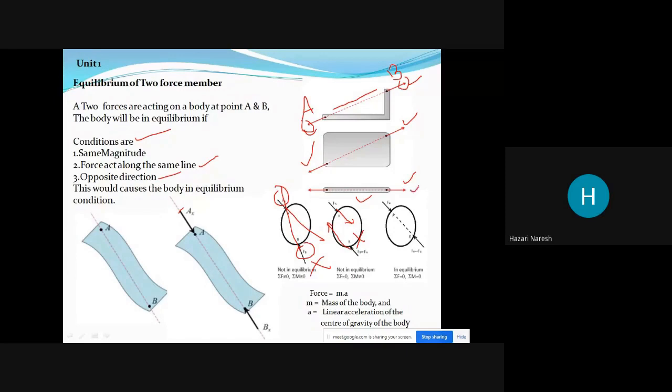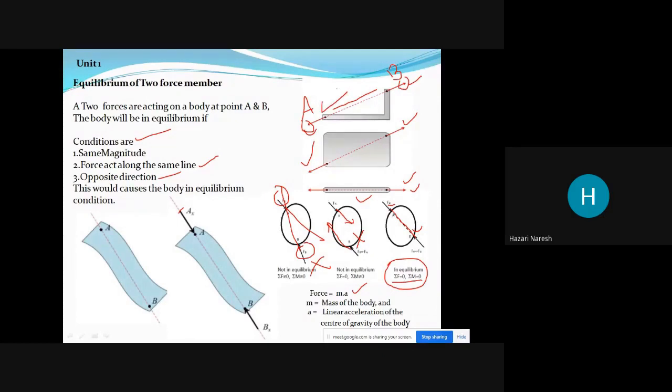For this third case, the two forces are passing along the same line in opposite directions. Now this is in equilibrium. Sigma F of x is equal to 0, sigma M is equal to 0. Simply said, F is equal to mass into acceleration. So if there are two forces acting like this, it's for your information. Now all these conditions are accepted. Now the object is under equilibrium condition.